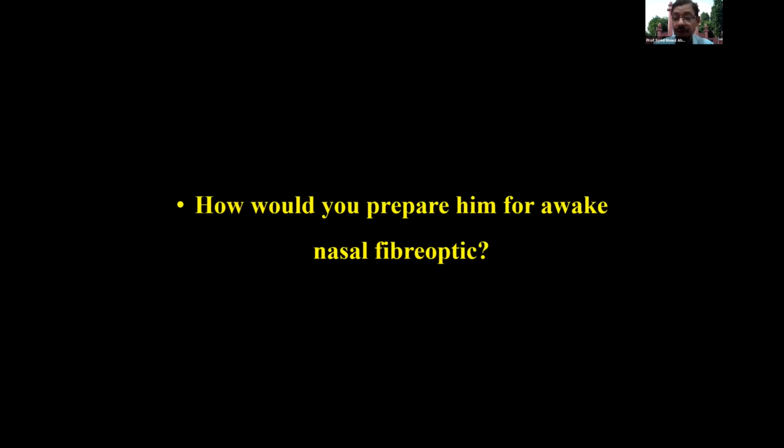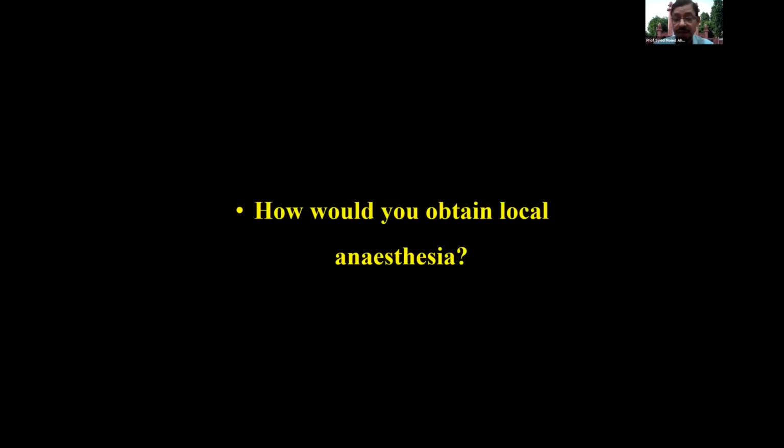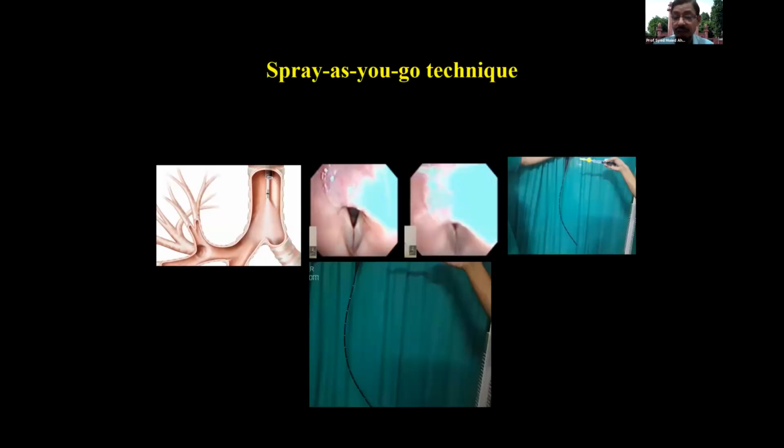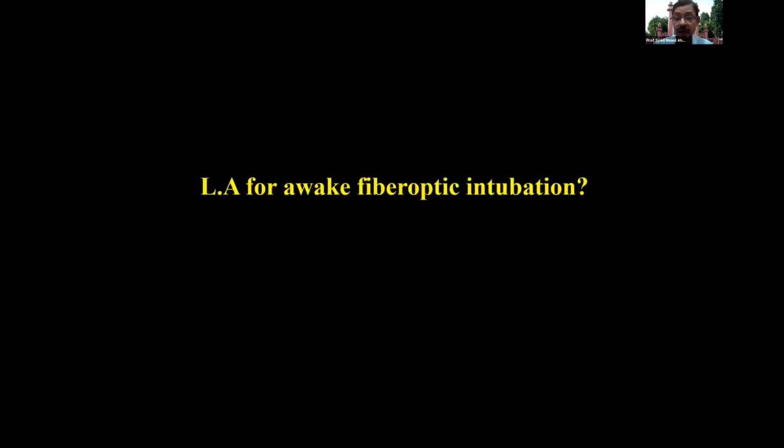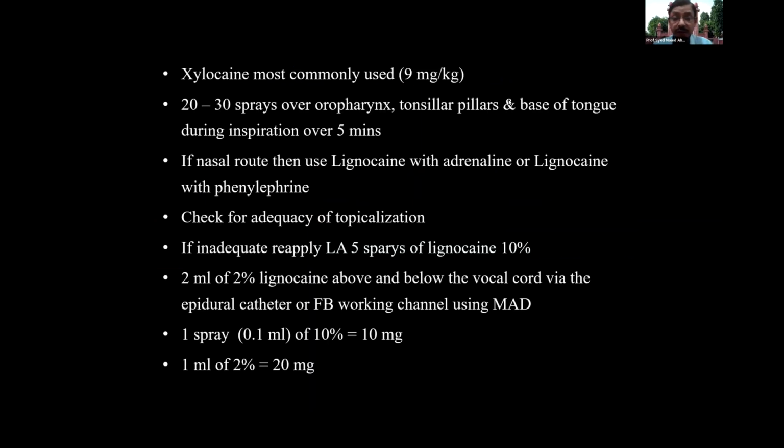How would you prepare him for awake nasal intubation? We have already discussed this. How would you obtain local anesthesia? We have already discussed this. But one thing is, with the fiber optic bronchoscope, always keep in mind that you need to know how to use a fiber optic. How do you use it to secure the airway in these patients with the help of local anesthetic instillation? Now, local anesthesia for awake fiber optic intubation is a very pet question of the examiners. Now, 20 to 30 sprays.